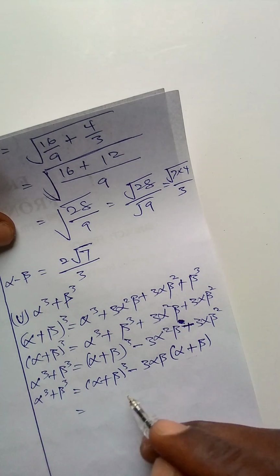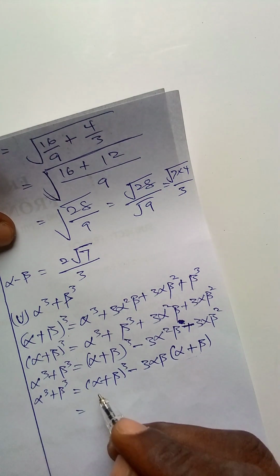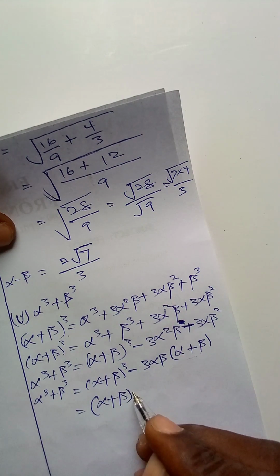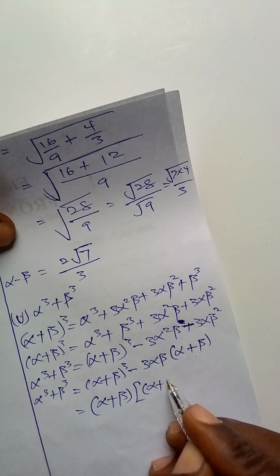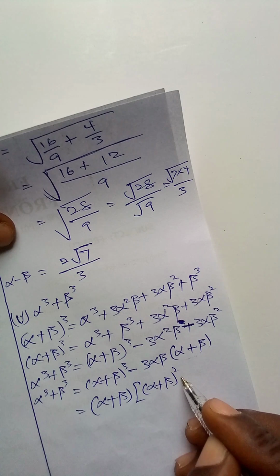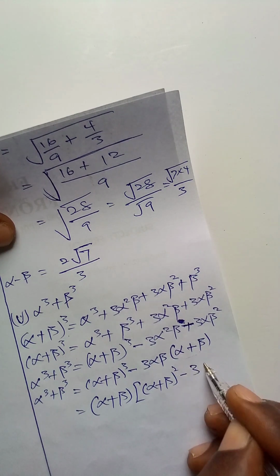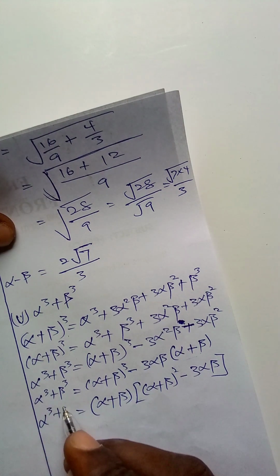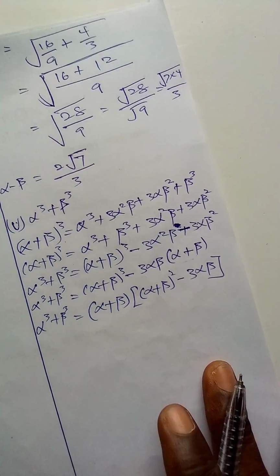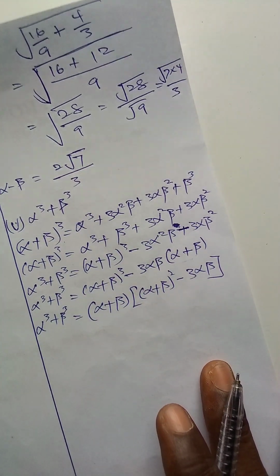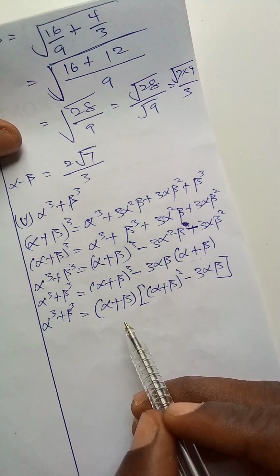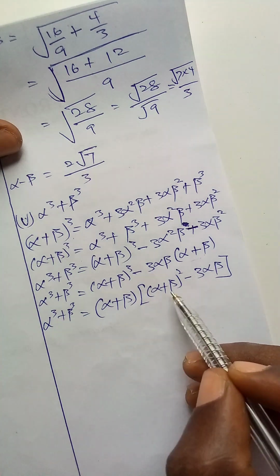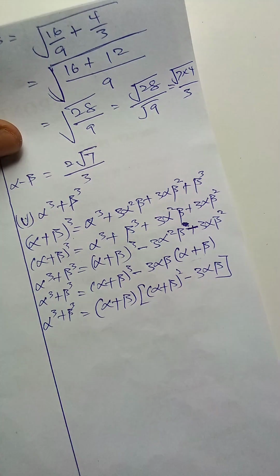So we can still factorize alpha beta out. So factorizing alpha beta, we have alpha plus beta all squared minus 3 alpha beta. Yes, that is our alpha cube plus beta cube. We are gradually coming to the end of this video. So let's substitute the values of alpha plus beta and alpha beta in this expression.